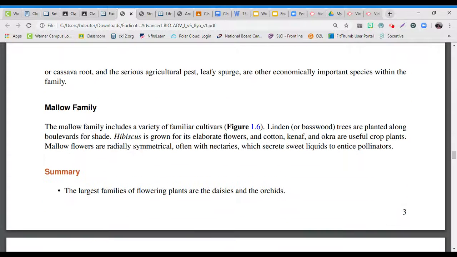Okay. And then we have our mallow family. These will include our hibiscus, which are elaborate flowers, cotton, and okra. So we do have some useful cash crops in there as well. They have a radial symmetry and often produce some type of nectar, which is a sweet liquid for the pollinators to be attracted to. And then they form a different type of seed. So the seed in cotton is found immersed within that.